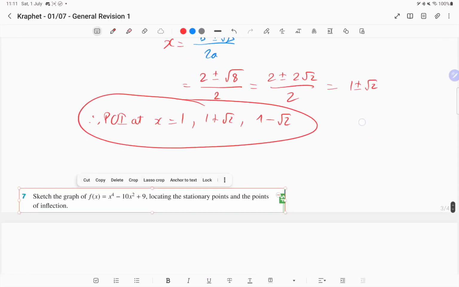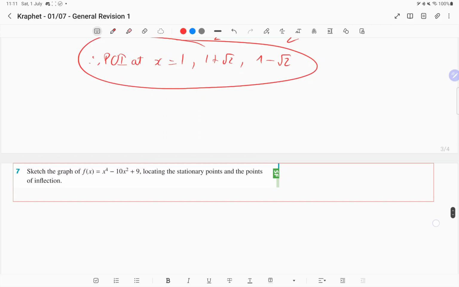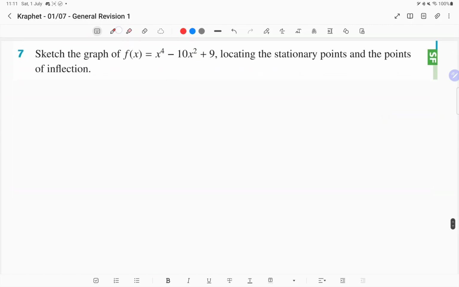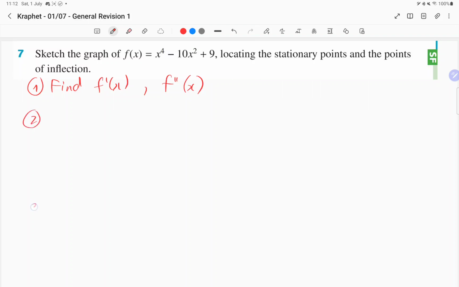Okay. So actually the first step is always to find f'(x) by deriving it once, and the second derivative by deriving it twice. After this, I'm going to assume that you would have gotten both the first and the second derivative. And then there are two main steps. One is find the stationary points, and the other is find the points of inflection.